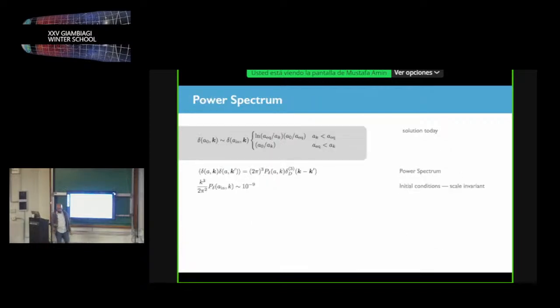So we have the solution. It was just based on the single equation. We know how these modes evolve. Different k modes evolve differently, and the distinction is just when they enter the horizon, before or after equality.